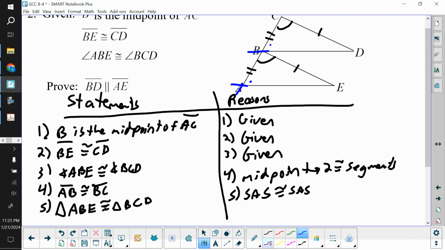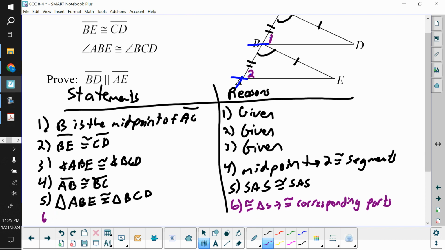So those are the angles we're going to want to get congruent so that we can eventually get BD parallel to AE. So I'm going to go ahead and number those 1 and 2 so they'll be easier to talk about. In our last statement, we said we had congruent triangles, so now we're going to have congruent triangles implies congruent corresponding parts. And our statement in 6 will just have angle 1 congruent to angle 2. And I'll mark those up with 2 arcs.